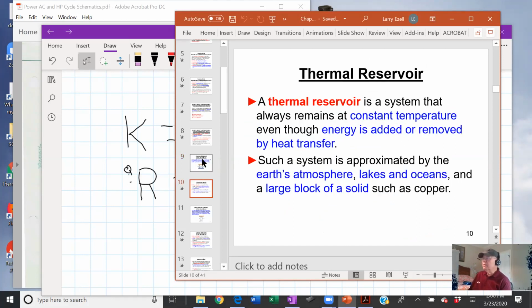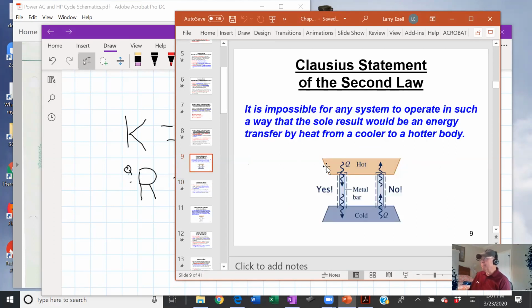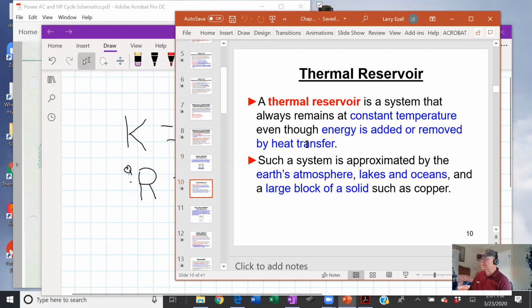Now, what is a thermal reservoir? In this abstract drawing here to demonstrate this principle, we have a hot thermal reservoir up here and a thermal reservoir down here. What is a thermal reservoir? A thermal reservoir is a system that always remains at constant temperature, even though energy is added or removed by heat transfer. We always think of the atmosphere as a thermal reservoir because of most man-made thermodynamic systems.